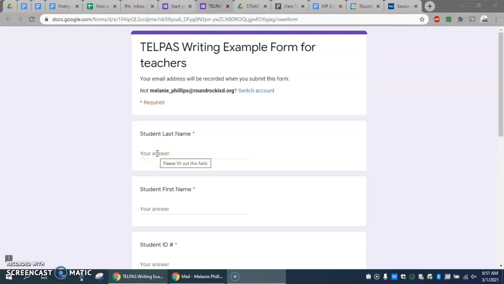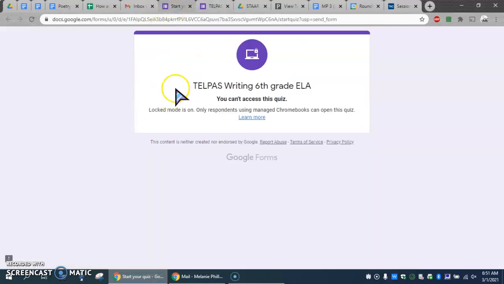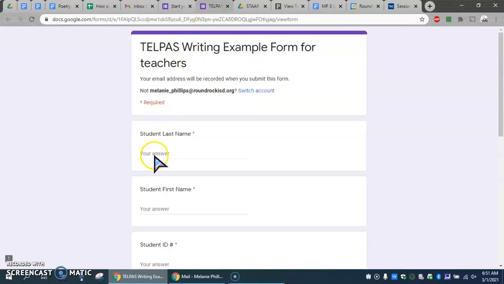Good morning, y'all. So I'm going to go ahead and show you, this is an example of the TELPAS form that y'all have. So this is the version that you've got, right? You have to be using a Chromebook to make it work. So make sure that if you've got a Chromebook at home, then that is what you're using to go ahead and get logged in. So I can't access this one, but this is the teacher example one that I'll show you how to do. So of course, we'll fill this out, all regular information.